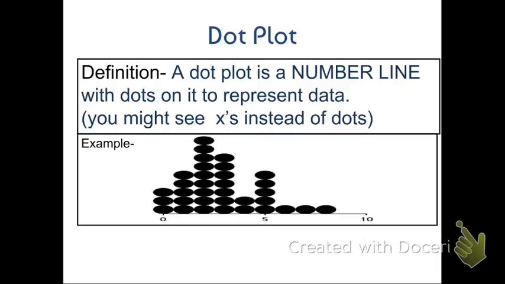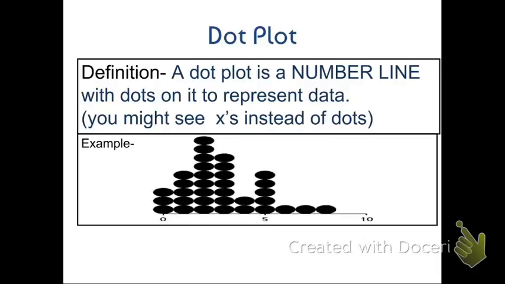Well, today we're going to talk about a different kind of graph that's probably not too familiar to you, which is called a dot plot. A dot plot is a number line. That's the key to remembering this. It is a number line with dots on it to represent data. In the past, they called it a line plot, and they used X's. So sometimes you'll see dots, and sometimes you'll see X's. But this is the dot plot example.